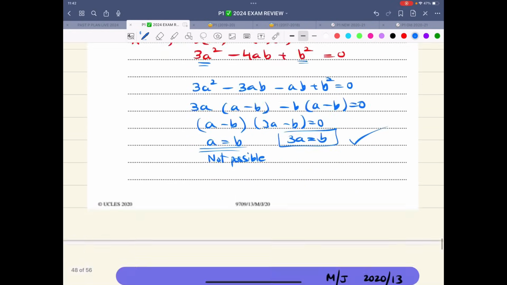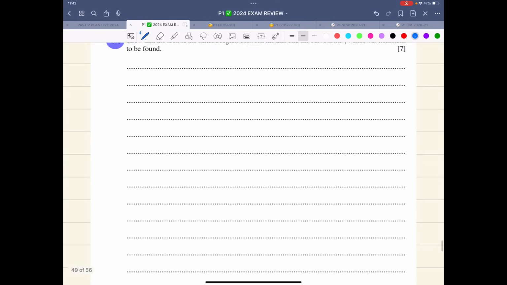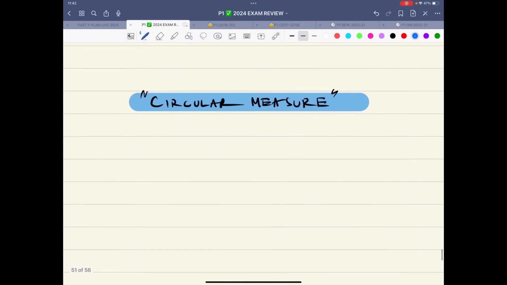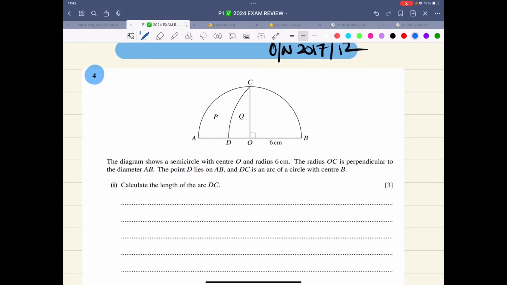So that is the thing. And then it's about finding the area in terms of k. That's not a big deal. So that is something about differentiation, integration. Now let's move to circular measure. And that is the last thing.